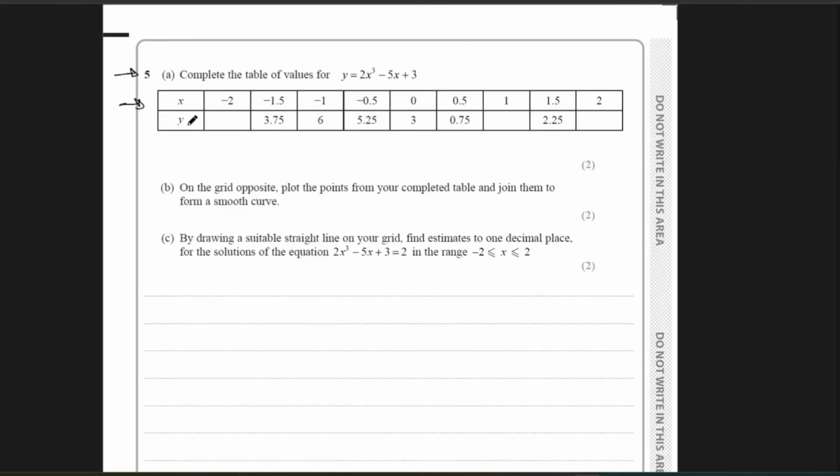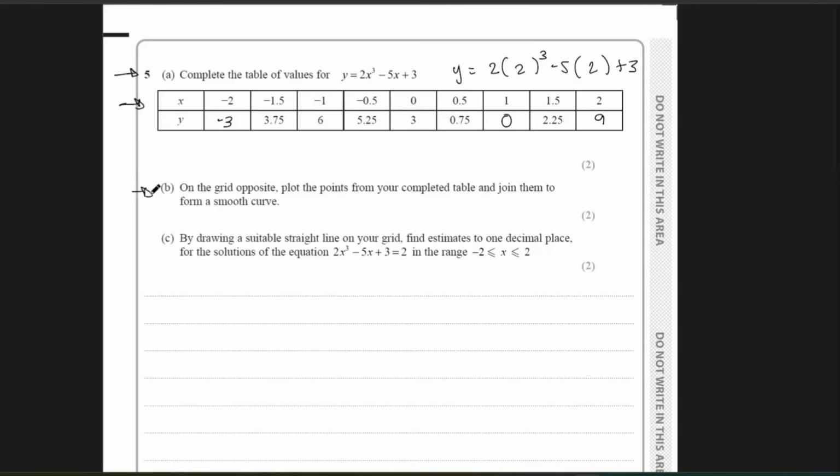When x is equal to minus 2, what is y? So we'll simply press this on the calculator. 2 times minus 2 the whole cubed minus 5 times minus 2 plus 3. So we're replacing x with minus 2 in the equation. And this gives us minus 3 when x is equal to minus 2. If x value is equal to 1, y value is equal to 0. Okay, if we replace x with 2, we get 9. So we have completed the table.